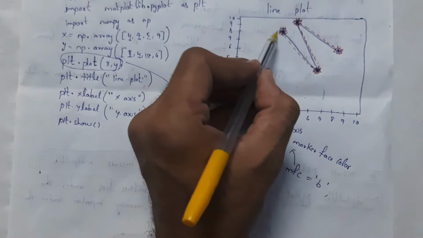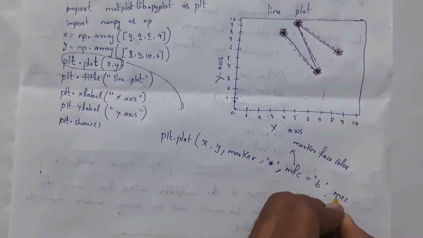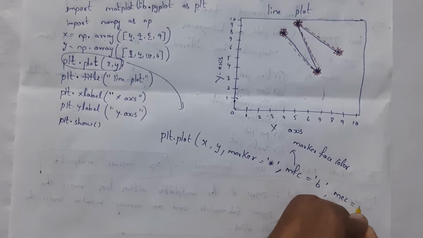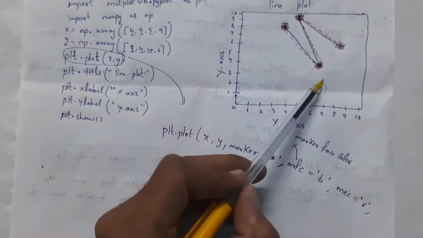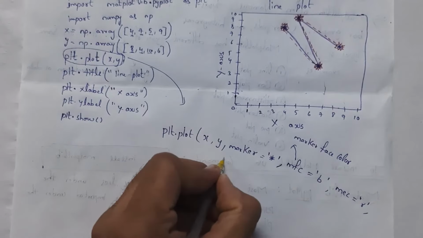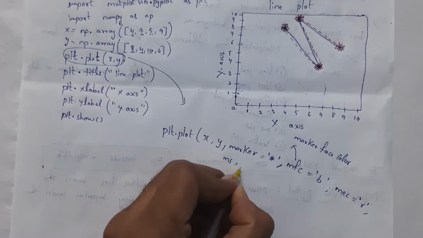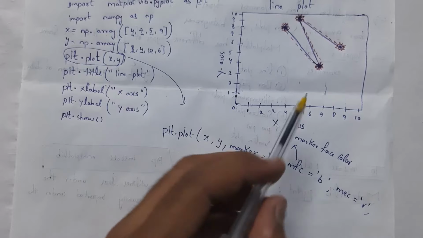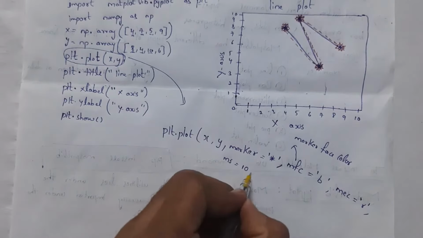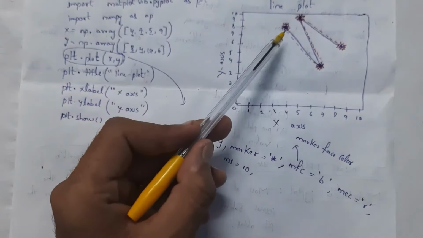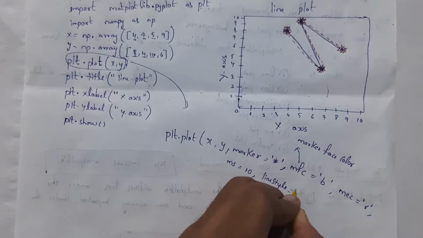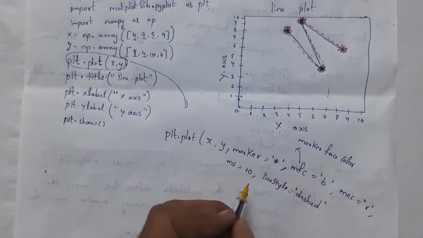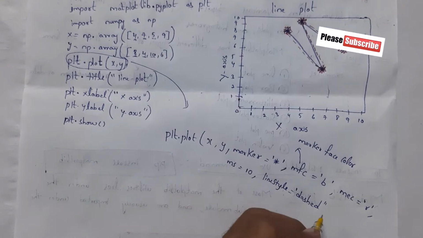Next marker edge color MEC, that is marker edge color is equal to red color comma. So the star size must be 10. So write here MS, that is marker size equal to 10. So the star size will be 10 comma. Next, in place of normal line I want to use a dashed line. So write here linestyle is equal to dashed comma.